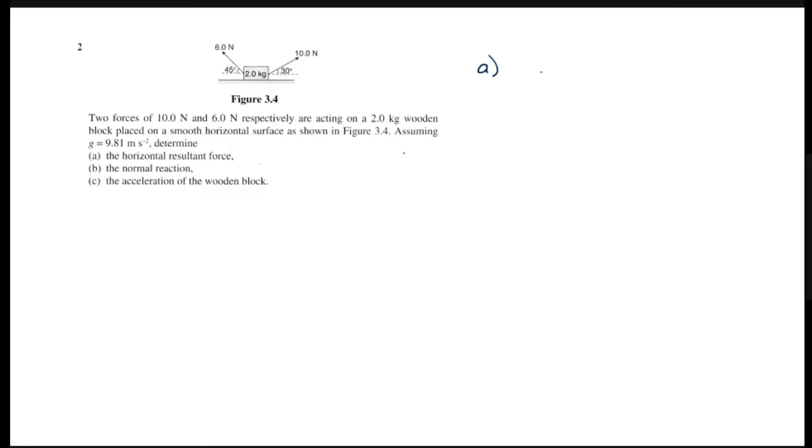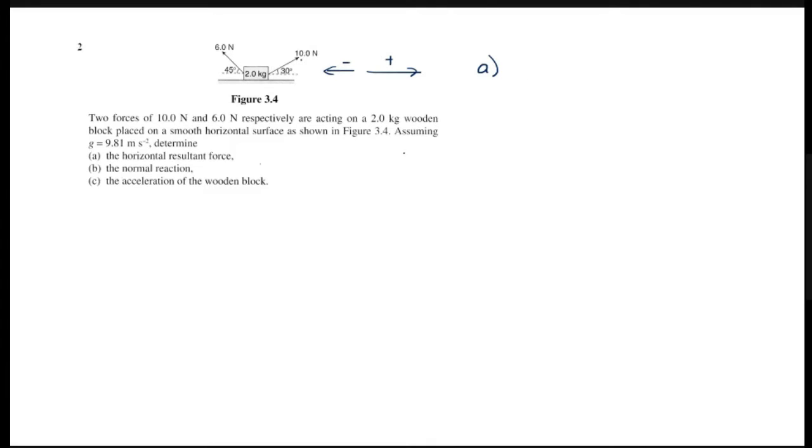We can do F cos theta. So 10 cos 30 and 6 cos 45. Then we minus the big one minus the small one. Correct, so this is the correct way. First, you have to find this. First of all, which one is positive, left or right? Let's assume to the right is positive, to the left is negative, right?